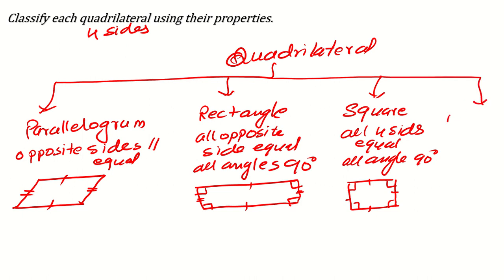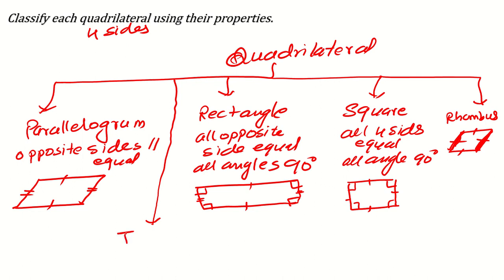Another will be rhombus. Rhombus means same like a parallelogram, but all four sides will be equal and opposite sides will be parallel. Like this, same like a parallelogram, but all sides will be equal. And the fifth one we have, I'll write here for you.